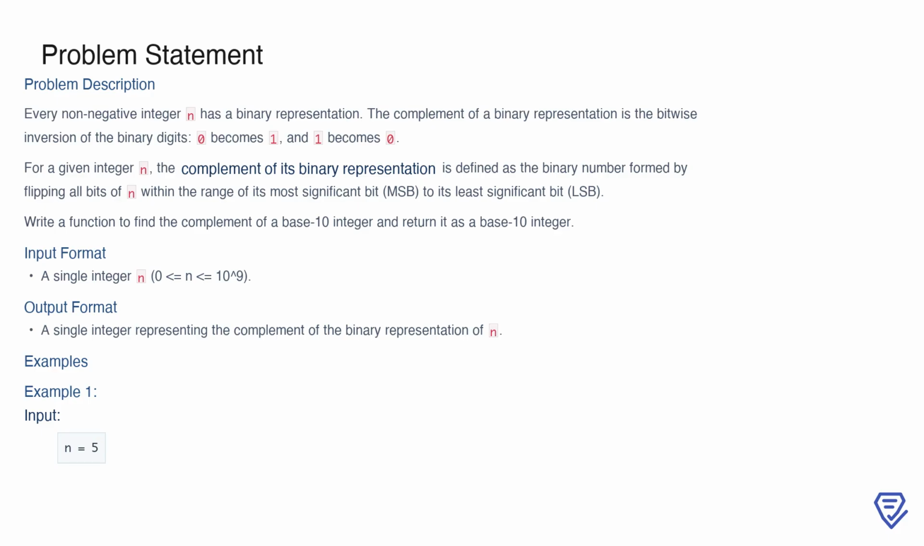Every non-negative integer can be represented in binary, where each digit is either a 0 or a 1. The complement of a binary number is determined by flipping all of its bits, converting every 0 to a 1, and every 1 to a 0.